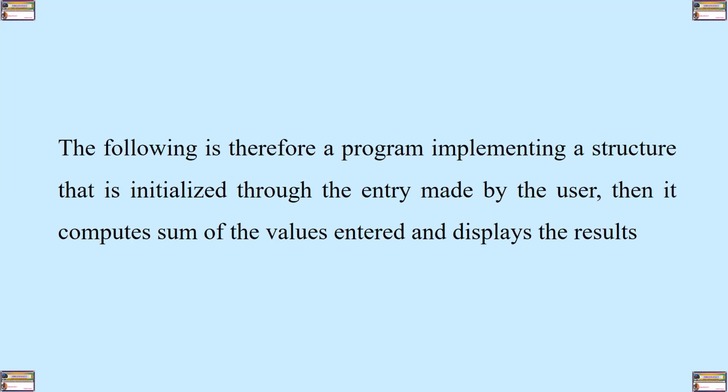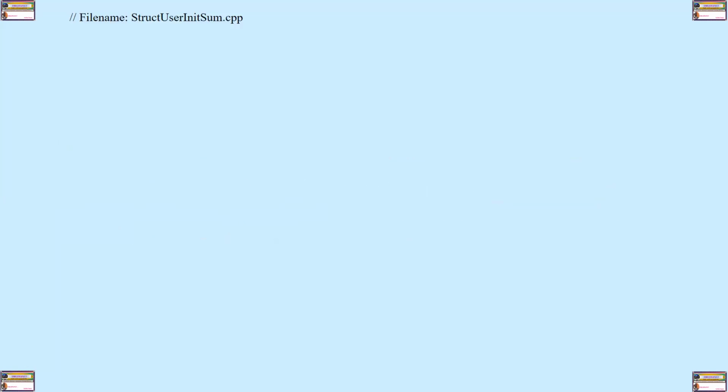For example, the following is a program implementing a structure that is initialized by requesting the user to enter values, and then it computes the sum of those values and displays the results on the screen. So this is just a modification of the program that I've just illustrated. Its name is struct user init sum. That's a name showing that it's a structure that allows the user to enter values to initialize, that is user initialization, and to compute sum. Then it demonstrates how to initialize struct through user entry and also compute sum from the members.